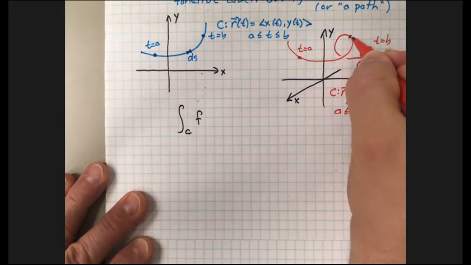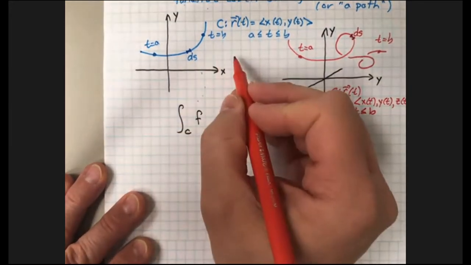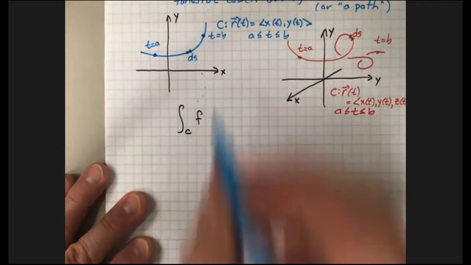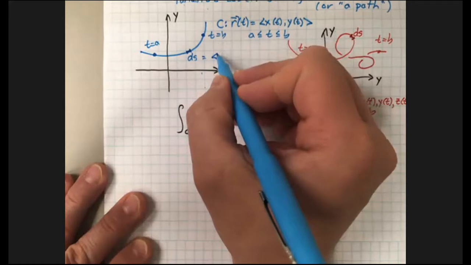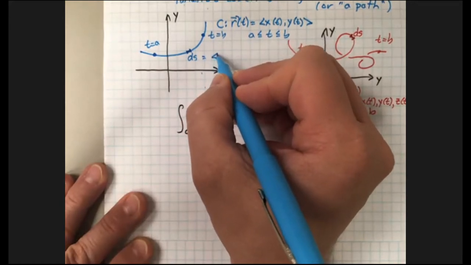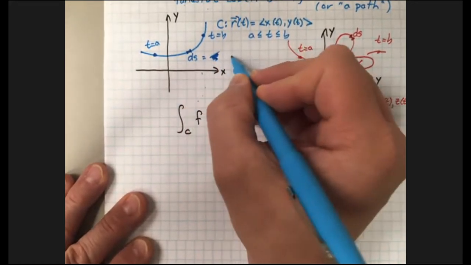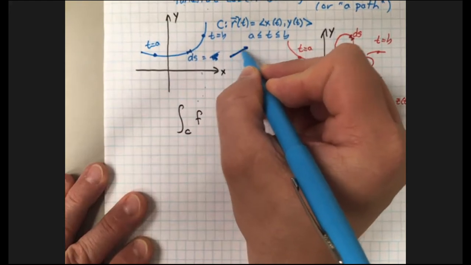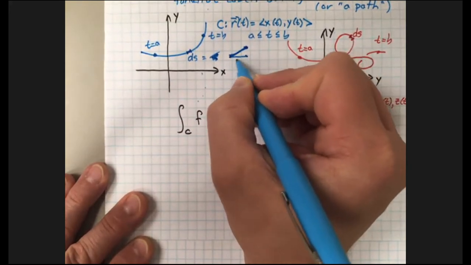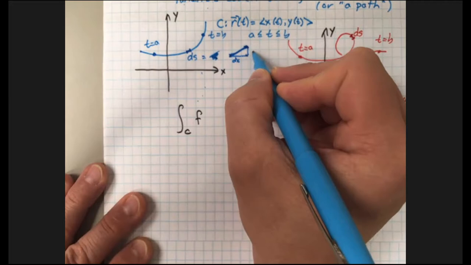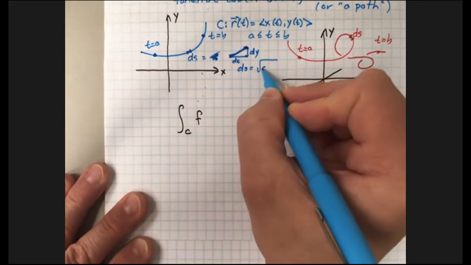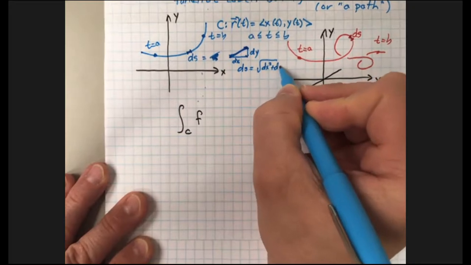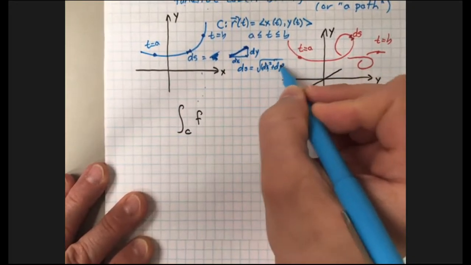So let these little ds be little bits of length, right? And I remind you that ds was a little bit of length in the sense of a little bit of x and a little bit of y. So ds could be the square root of dx squared plus dy squared, casually, just Pythagorean theorem wise.